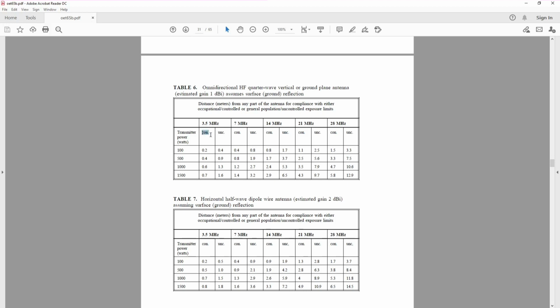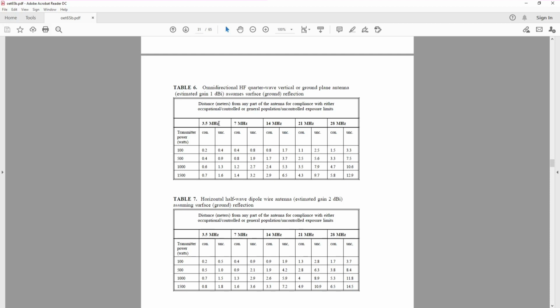You've got controlled and uncontrolled. Now, controlled is for people who know they're being exposed to an RF field. So, for example, communications workers, I guess, as radio hams, we might be classed as controlled because we know we're being exposed to it. Uncontrolled is for members of the public who have no control and might not even know they're being exposed to it.